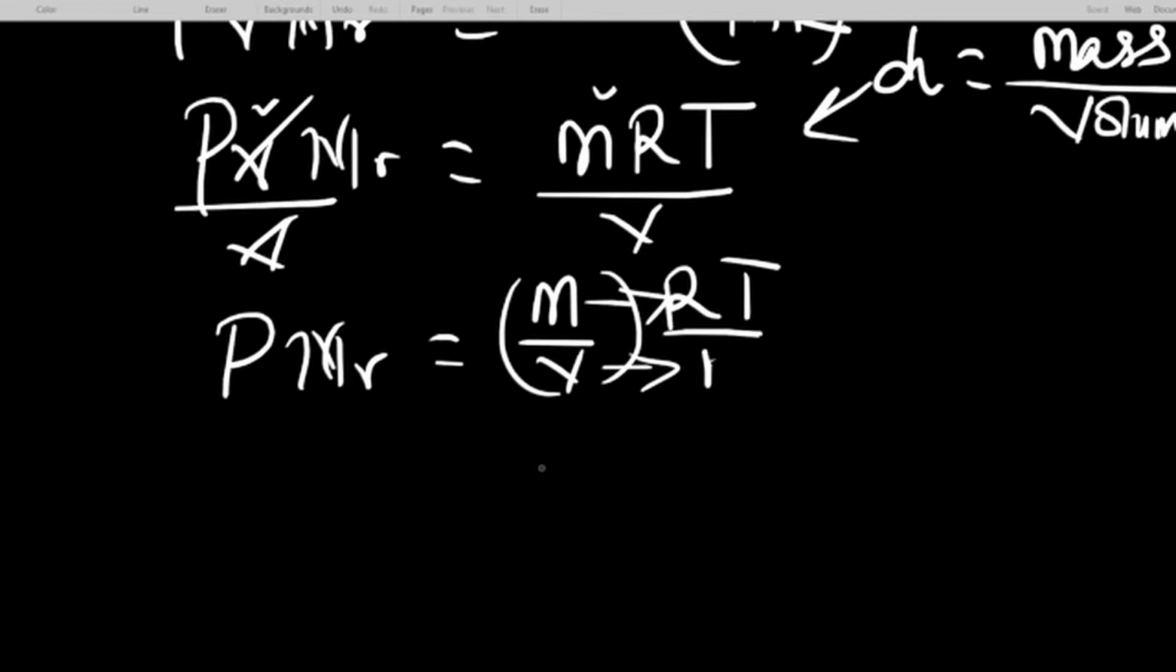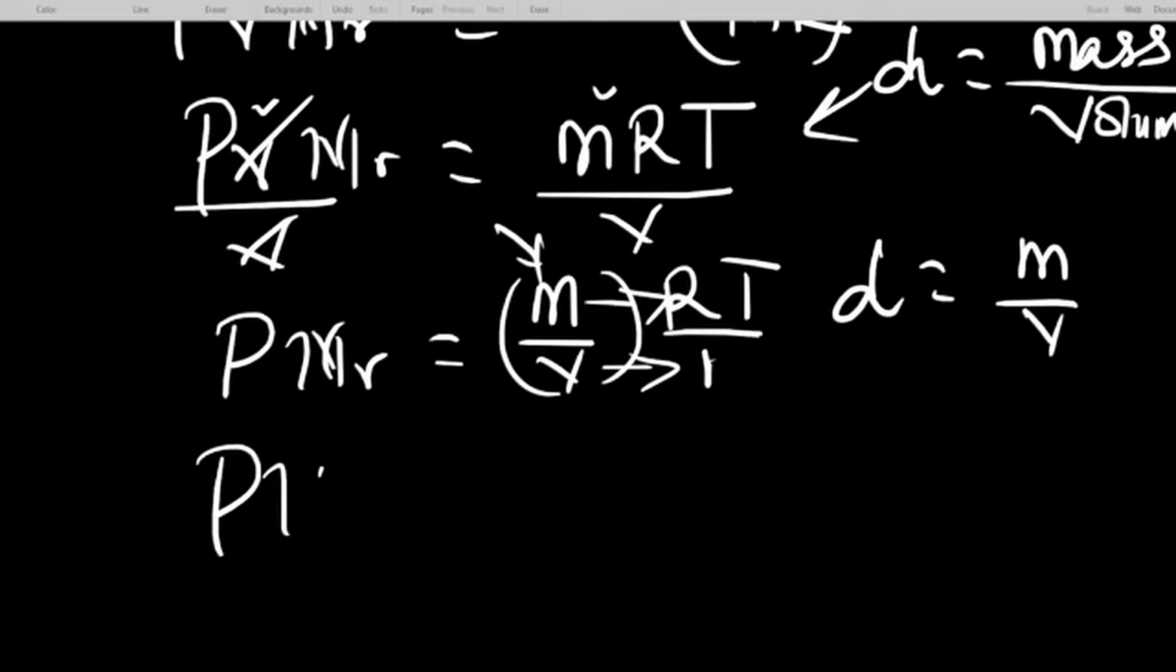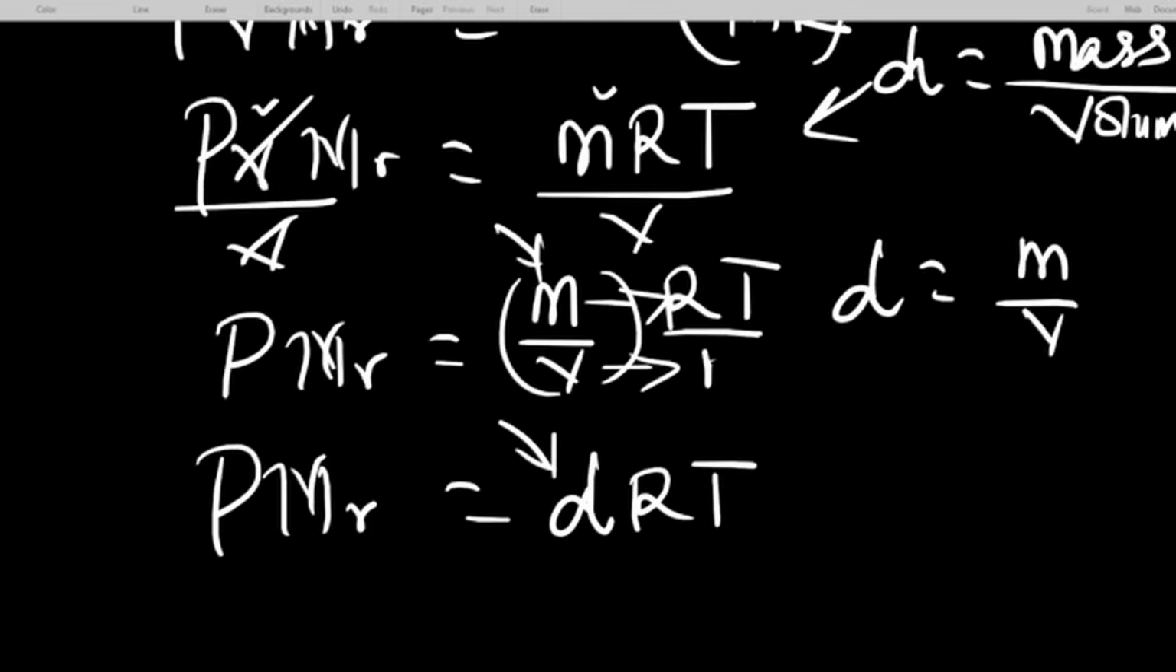Now let's simplify. We should remember that density is equal to m over v, right? Now what do we have here? M over v. So we're going to replace this m over v that's inside this bracket with density. This now gives us the pressure multiplied by the molar mass equals density multiplied by RT. You can see we already have our density here.